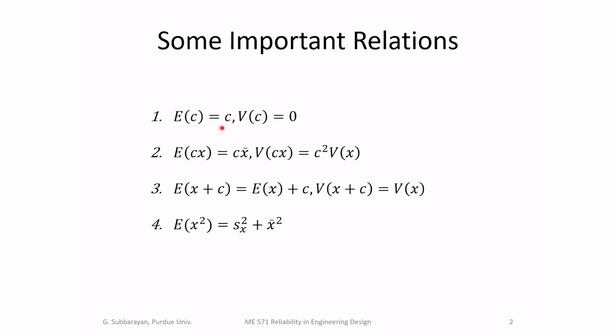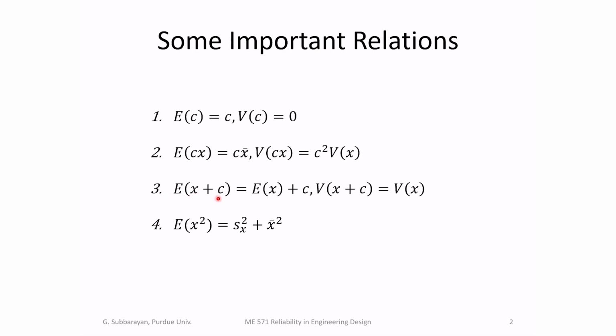So if I have a single value, this is not really a random quantity anymore. If I have a single deterministic quantity, the expected value of that quantity, we intuitively expect to be equal to that quantity. Whether our formulae give us that is something that we will verify in a minute. Similarly, the expected value of a constant times a random variable x is the constant times the mean value of x, and the variance of a constant times random variable x is c squared times the variance of x.